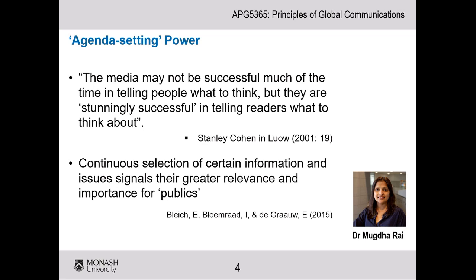And so, in that context, the continuous selection of certain information and issues signals that they are probably more relevant, signals their greater relevance and importance for publics, and in that sense determines what they give more public attention to.